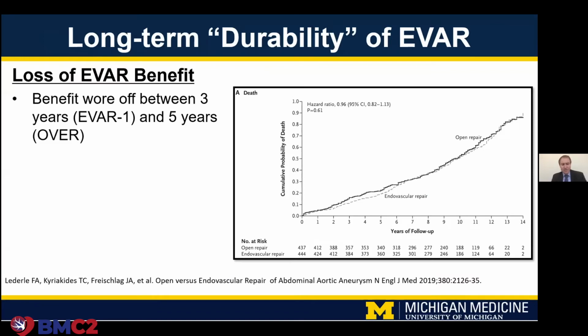However, as research continued over the years, multiple large international studies have demonstrated that this early survival benefit of endovascular aortic aneurysm repair actually wore off. Somewhere between 3 to 5 years, as demonstrated by the EVAR-1 and OVER trials, the curves for endovascular repair and open repair actually coincided. And as such, there was no long-term difference in total mortality or aneurysm-related mortality for open and endovascular aortic aneurysm repair.